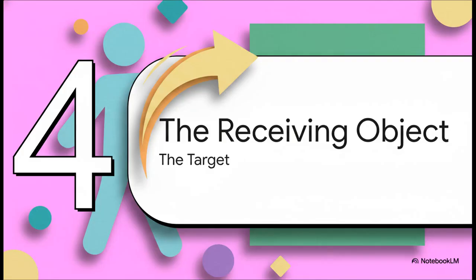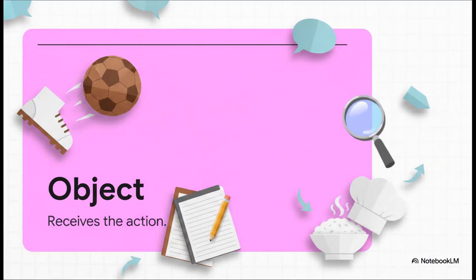Section 4. The receiving object. We have the doer and we have the action, but often that action needs somewhere to land. We're going to visualize this final piece of our core structure as a solid green block. The object receives the action.